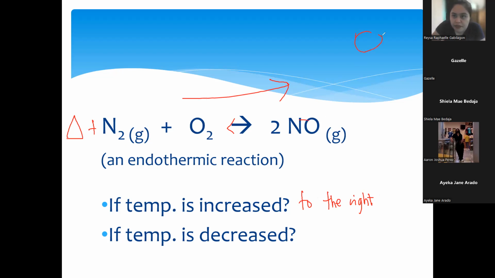So in a system class, mas marami kang makita na nitrogen monoxide than yung hiwalay na ganito. Okay? So meaning yan, magsi-speed up yung reaction. Kasi it is trying to get rid of the change in the temperature. So kung bababa yung temperature, what will happen? Saan papunta yung shift ng system?